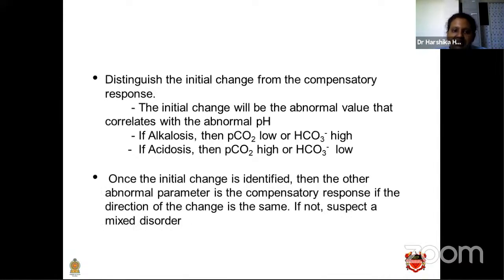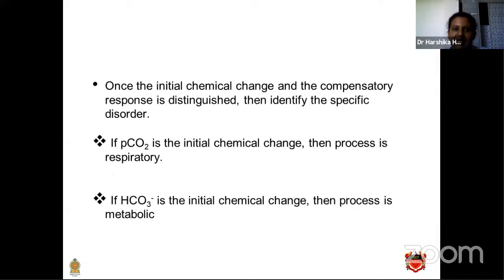Once you have identified your initial change, then obviously the other abnormal parameter is the compensatory response. If you can't find any compensatory response, suspect a mixed disorder. So simply, you can identify your initial change, and when you look at the other parameter, that will be the compensatory response. I'll do some examples, then you will understand better. Don't worry if you didn't understand these things.